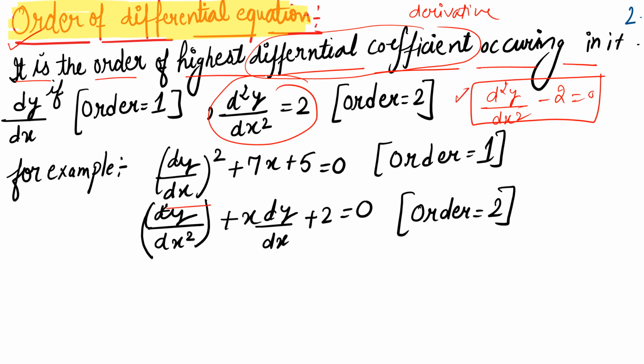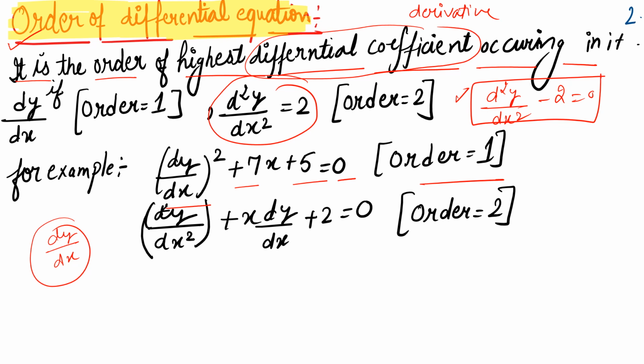In this example, dy upon dx whole square plus 7x plus 5 equal to 0. Here the highest derivative is dy upon dx. Only a first order derivative is occurring here, so the order is 1. You should not be confused about the power. Power is basically the degree, which we will discuss later. Order of differential equation is the highest derivative that is occurring in the equation.